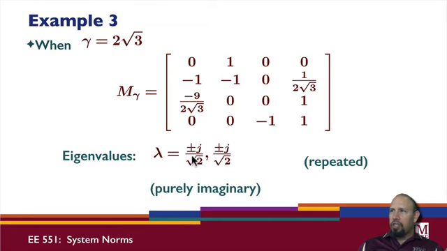They will not be purely imaginary. So this is, in a sense, the limit as I drop down gamma, and I get an exact value in this case. In this case, the eigenvalues are on the imaginary axis and they're repeated. So that's what happens in this case. So we've computed the H infinity norm.